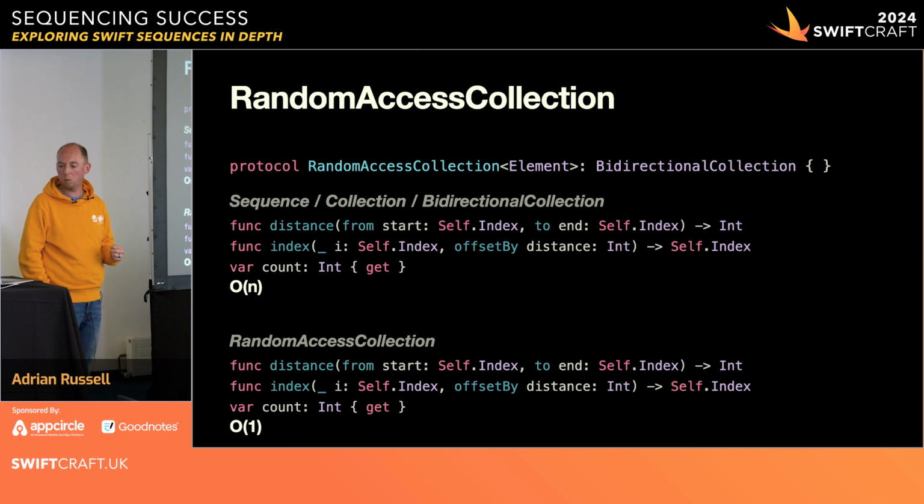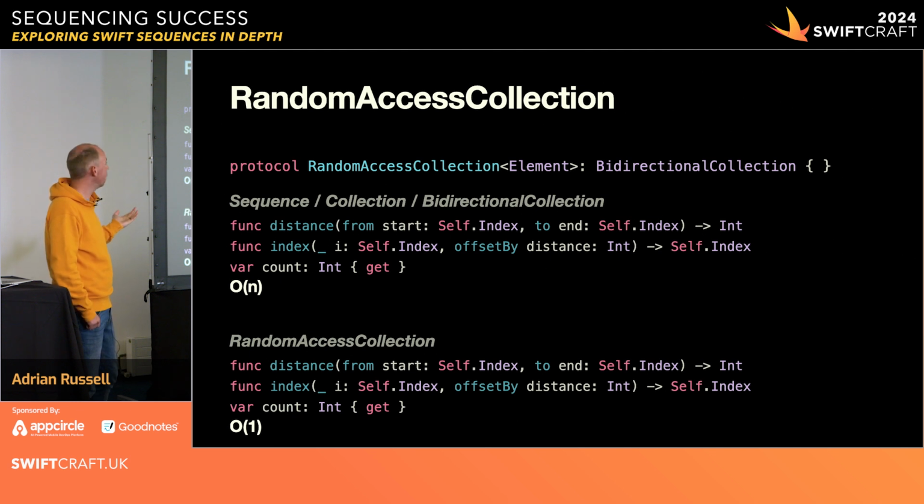The last we're just going to quickly cover is random access collection. It doesn't add any new functionality or any new methods. It just provides a promise of performance. So, as we saw with our count, and also functions to get the distances between two indexes, they in sequence collection and bidirectional collection are order n operations. So we keep working through index after index until we know those values. Random access collection guarantees to do it in constant time.